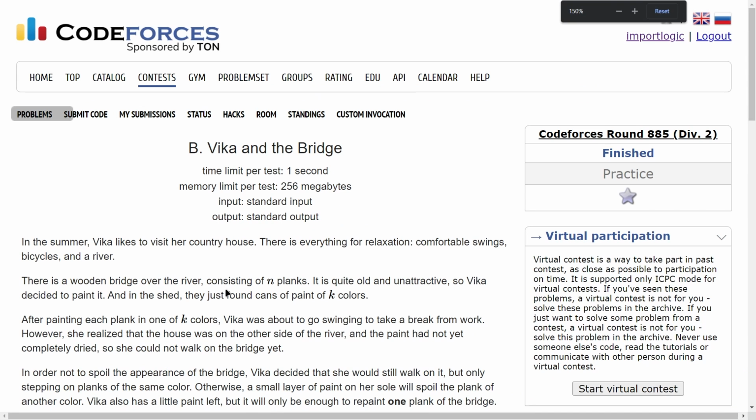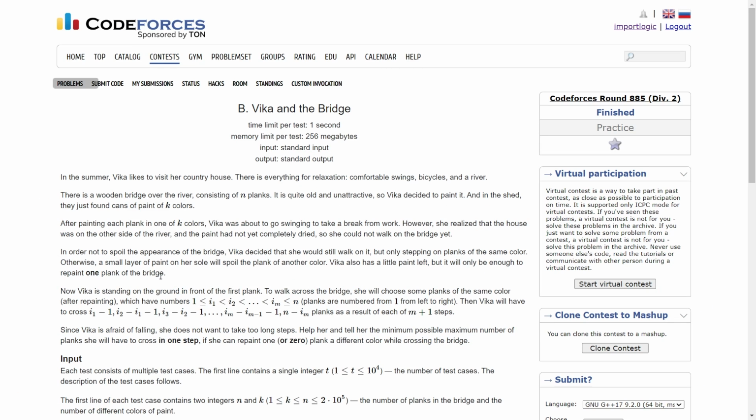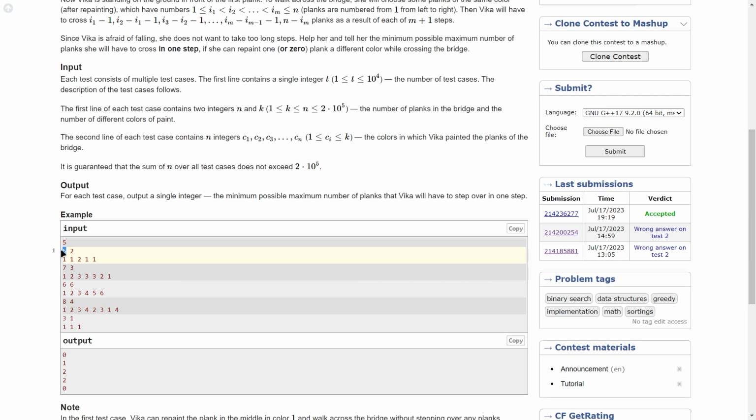Now let us have a look at the second problem. So this question is Vika and Bridge. So this question says that we have been given an integer n and there are some paints that are associated with each of the steps of the bridge. So let's say there is a value of n. So if we have some n, then that means there will be n steps on the bridge, right? And each of those steps is painted with one of the k colors, right? So this is the value of k, that is 2 here. So each of the colors can be from 1 to k. Now you can see that the first step is painted with 1, the second step is painted with 1, third step is painted with 2 and then 1 and then 1.